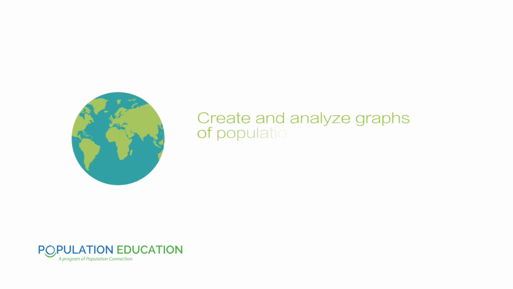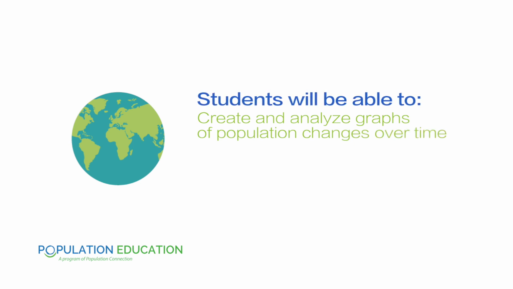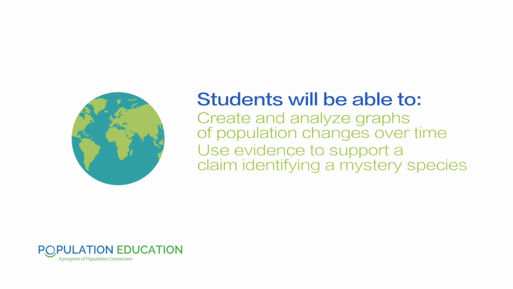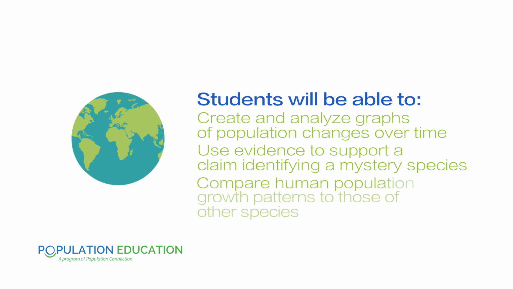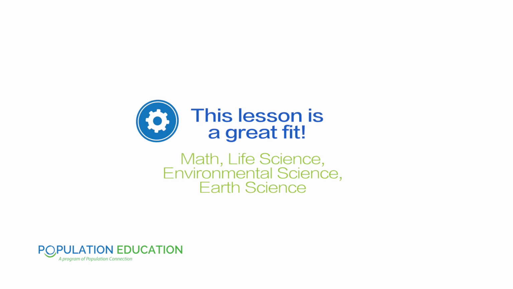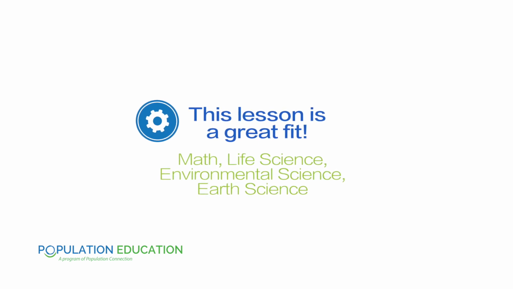In this lesson, students graph 6 sets of population data and use clues to match completed graphs to the correct mystery species. Students will be able to create and analyze graphs of population changes over time, use evidence to support a claim identifying a mystery species, and compare human population growth patterns to those of other species. This lesson is for the middle school classroom, but it could certainly be adapted and used in a high school setting as well. The subjects are math, life science, environmental science, and earth science.